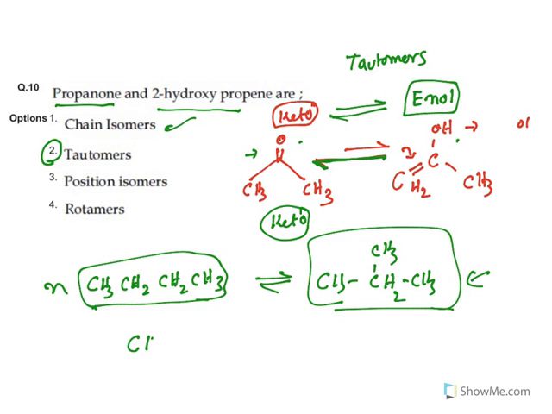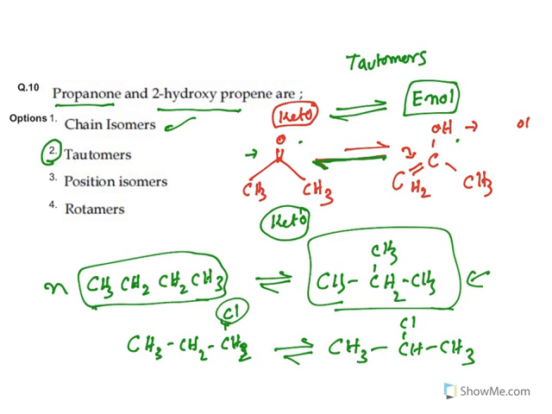Position isomers: when there is a substituent, if there is a change in its position, imagine this one. What is this? This is 1-chloropropane. What is this one? This is 2-chloropropane. So there is a difference in the position of the substituent, hence they are known as positional isomers. Rotamers: rota indicates rotation.